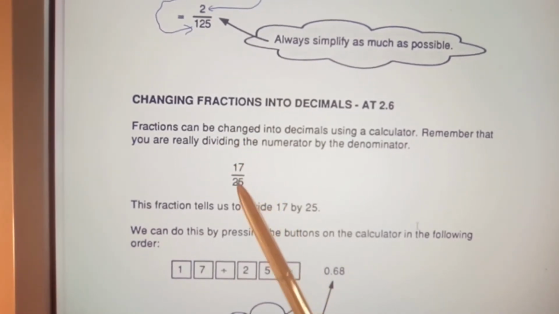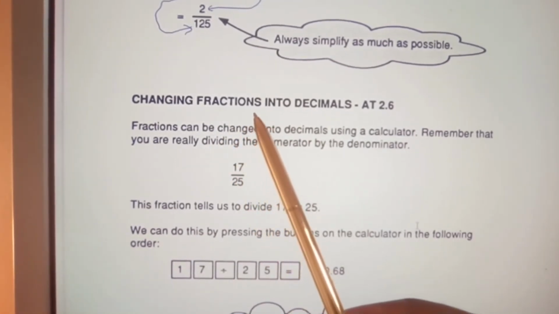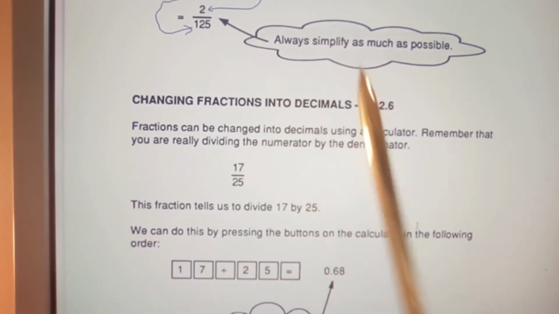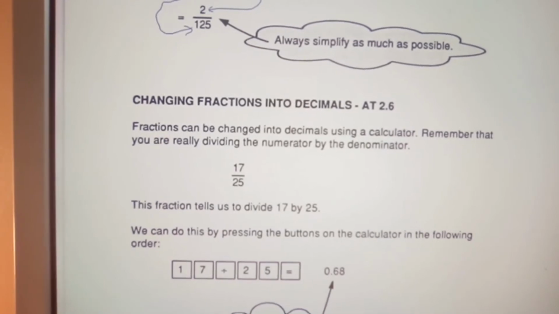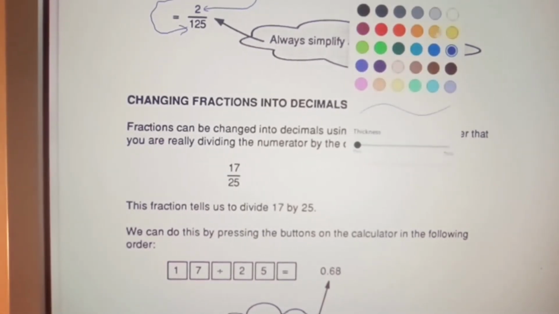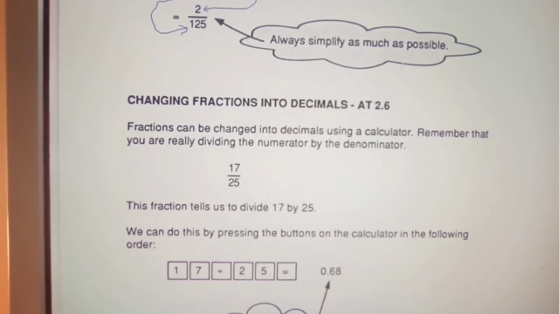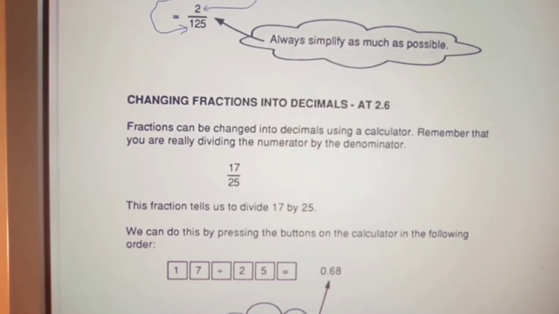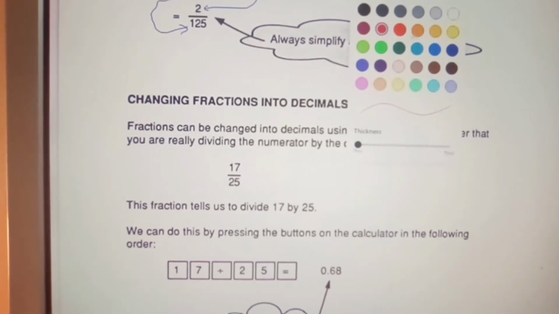We need to convert this to a decimal, okay? So let's have a look. Let me get my pen. I'm going to use a red, I think. Is it red? Yes, it's red. Oh, hang on, this didn't come out. Sorry. Here's the red.